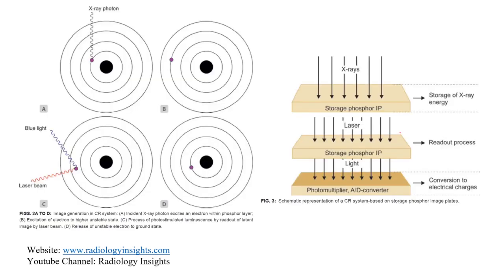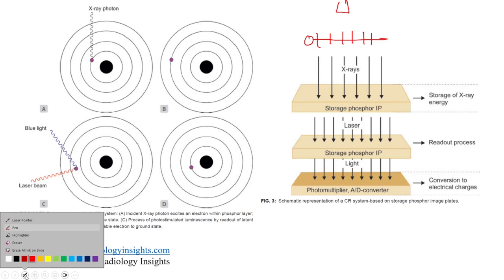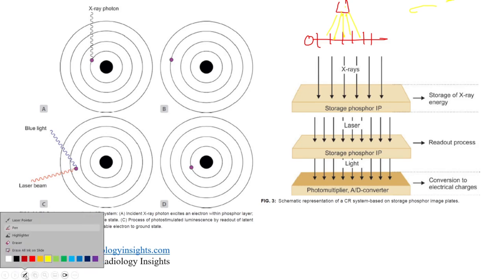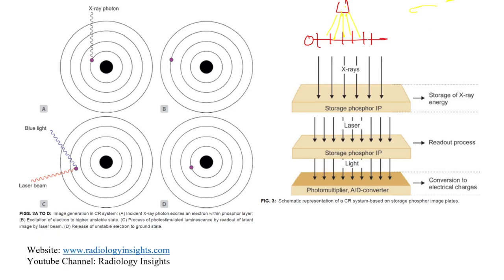So let us see the actual process, what happens in computer radiography. First, here there is the patient, and this is the X-ray tube. Now the X-rays from the tube are focused onto the patient. Few of the X-rays are attenuated by the patient, and the remaining X-rays reach the storage phosphor.